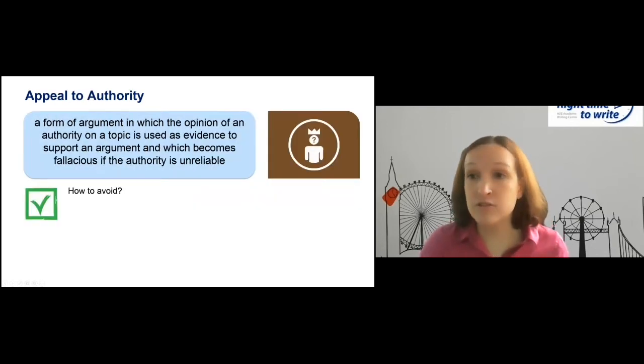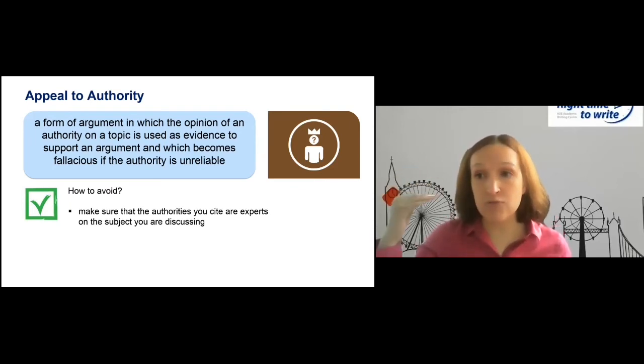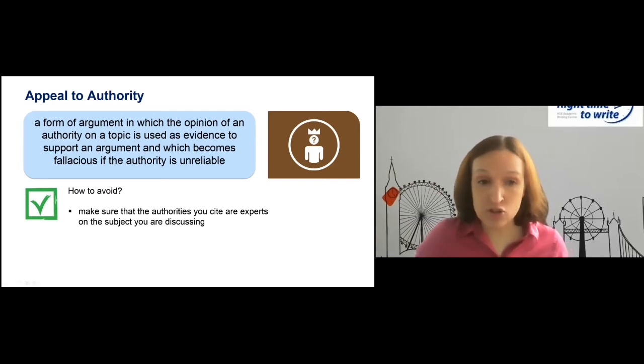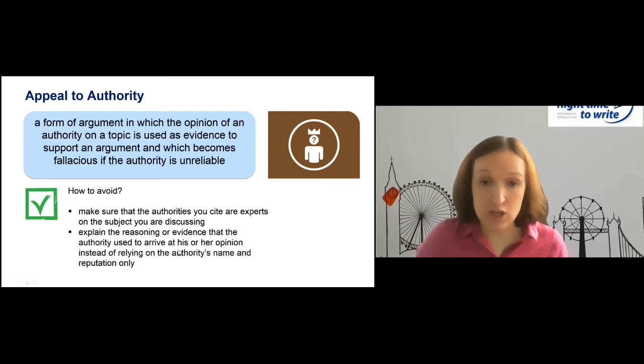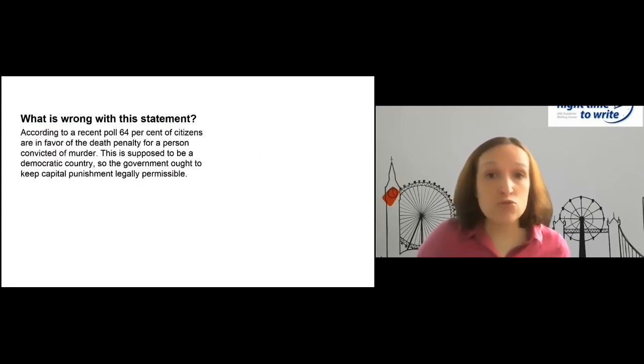How to avoid it? It's very simple, and this is what we all do when we prepare our research. Make sure that the authorities you cite are experts, of course, in this field. There are actually a number of conditions that have to be aligned to make your appeal to authority strong. But the main conditions are, of course, that the authorities are experts. And it's always better to explain the reasoning or evidence. Even if you cite the authority, it's better to explain how they arrived at this conclusion instead of just quoting them and saying that they believe so and that's enough for me. So what is wrong with this statement?